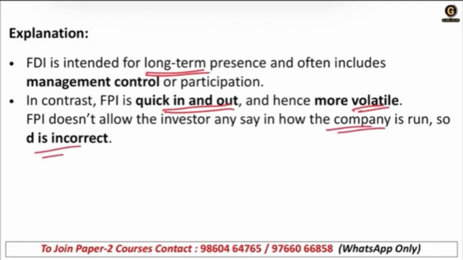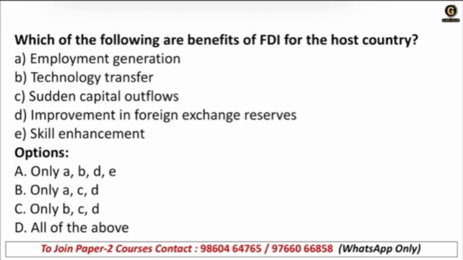So D is incorrect. Basically, FPI is not like the case where you have a business in another country and you have a manufacturing hub or anything. It's not like that. That happens only in the long term, that is from FDI. The source is FDI, but FPI is just an investment where you can invest in a company in another country. That is only FPI.